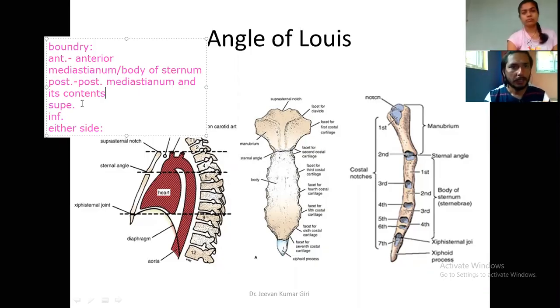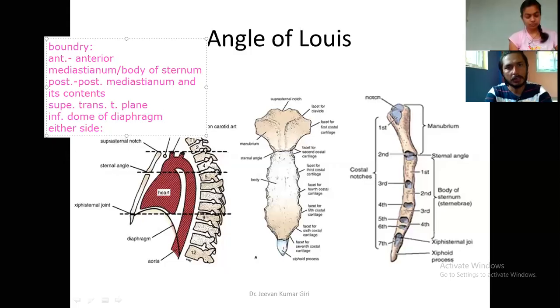Okay. Now what is the superior? Same thing. Transverse thoracic plane. What is the inferior? Dome of diaphragm. Superior surface of dome of diaphragm. Okay, same thing. If you target the superior surface of the diaphragm, that is sufficient for you. Okay. Then on either side, mediastinal surface of pleura and lungs.